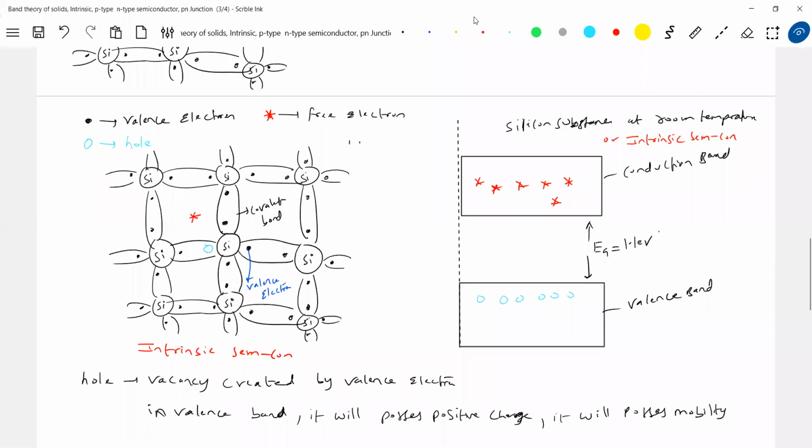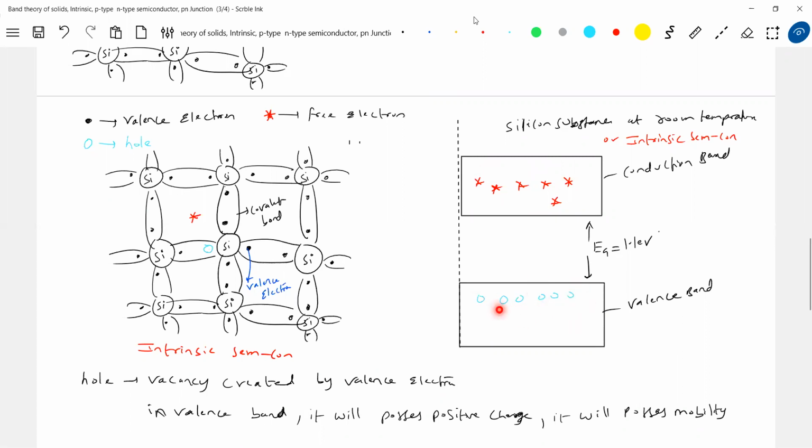That's why I have shown it clearly, and I should not show black dots here. In fact, the valence electrons are of no use to me, so we don't show valence electrons anywhere. What I'll be showing is either the free electrons in the conduction band or the holes in the valence band. So the number of free electrons in the conduction band per unit volume, or the number of holes in the valence band per unit volume, is the intrinsic carrier concentration.